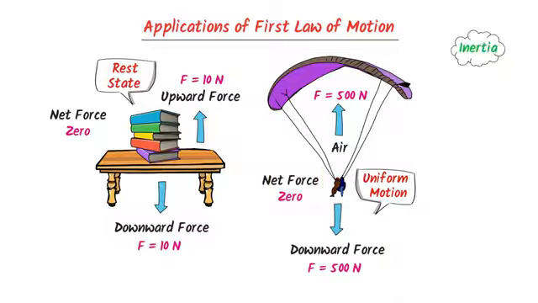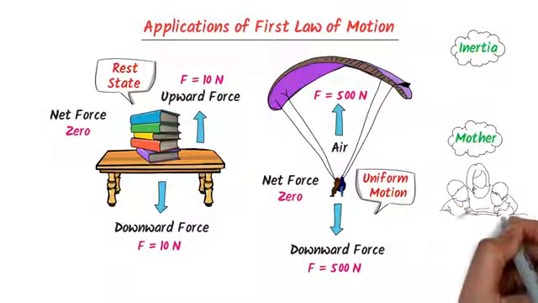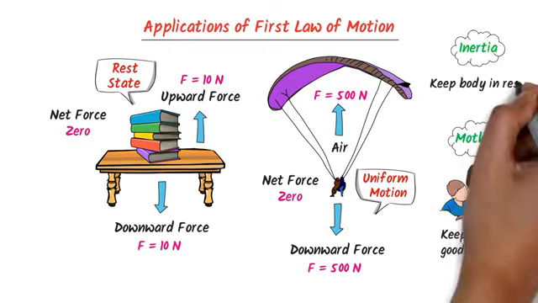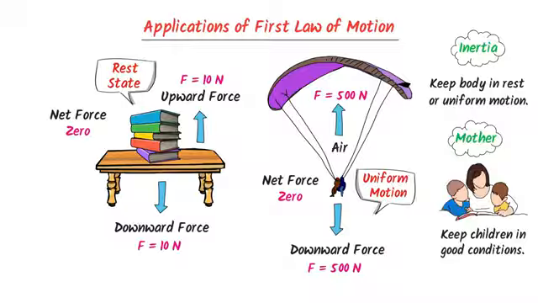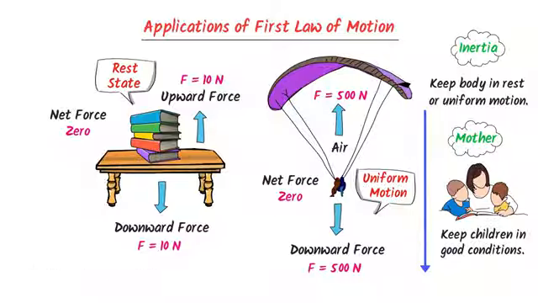If you want to understand inertia, I always connect it with the mother. We know that every mother cares about her children and she wants to keep her children in good health. Similarly, inertia always wants to keep any body in its state of rest or in its state of uniform motion. One can also say that inertia tends to keep the body in its initial position of rest or initial position of uniform motion. For instance, initially, the paratrooper was moving in the downward direction.